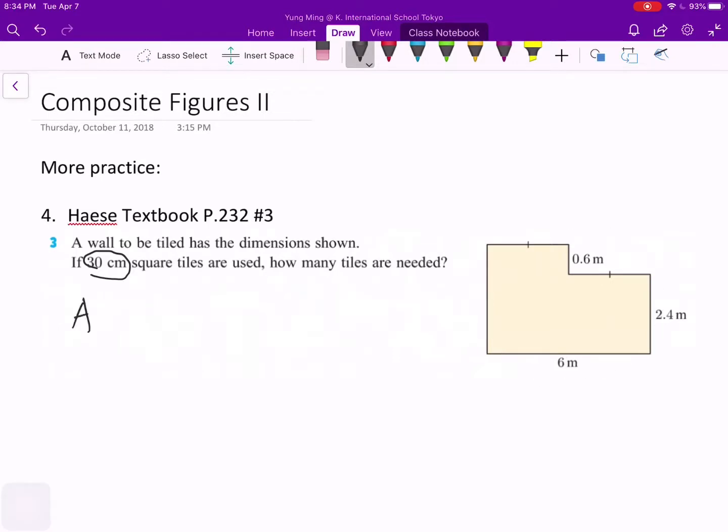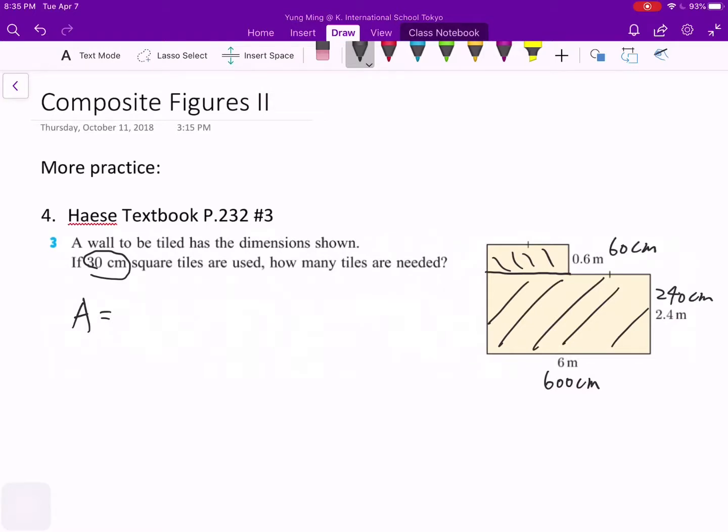What I'm going to do is, again, it's really up to you, but I'm going to separate it like this. So I'm going to calculate this part plus this part. By the way, I think it's probably a better idea to make the unit the same. We have 30 centimeter square tiles, so let's convert all these to centimeters as well. So we got 600 centimeters here, and then this is 240 centimeters. This is 60 centimeters.